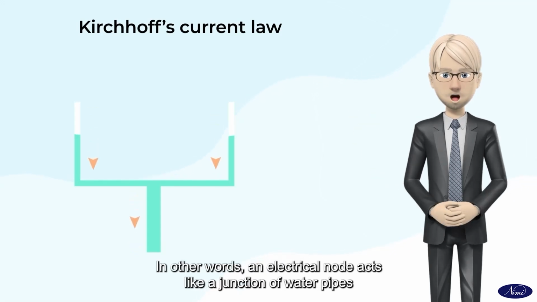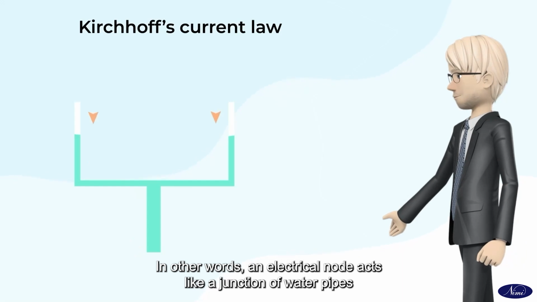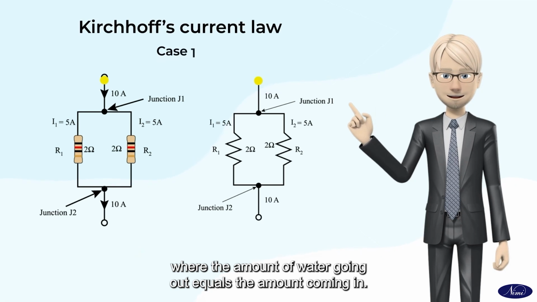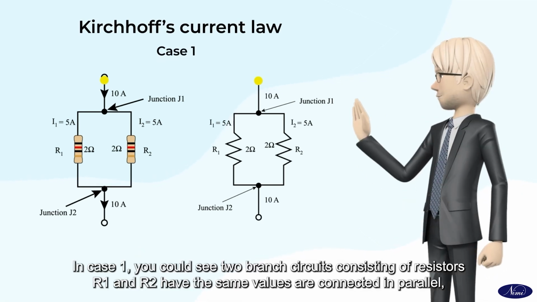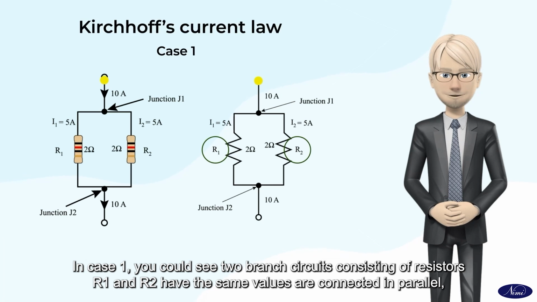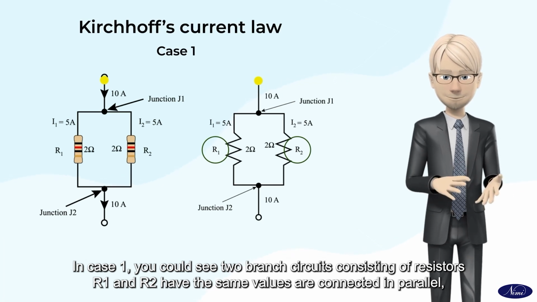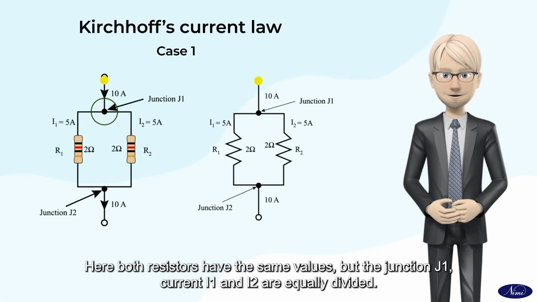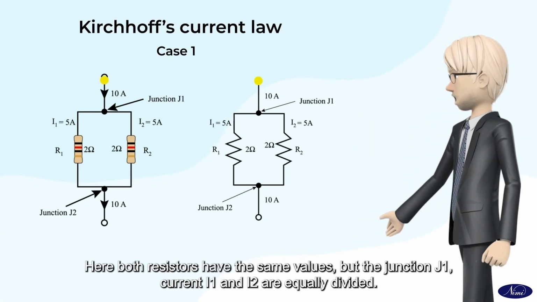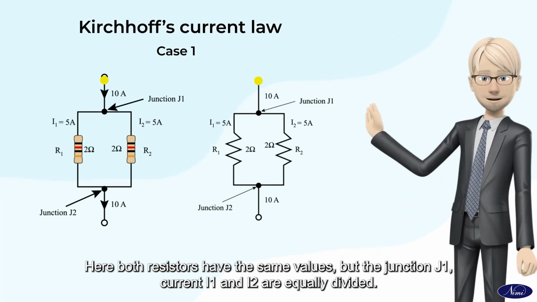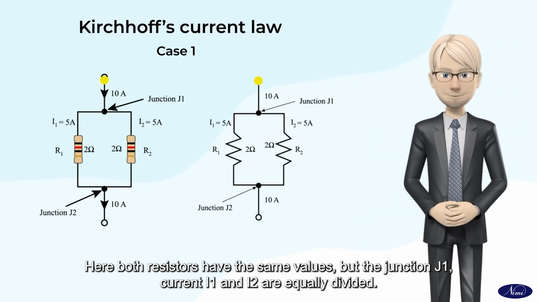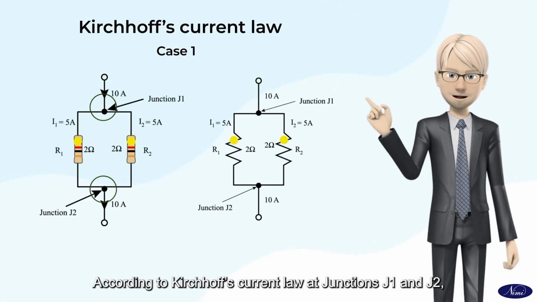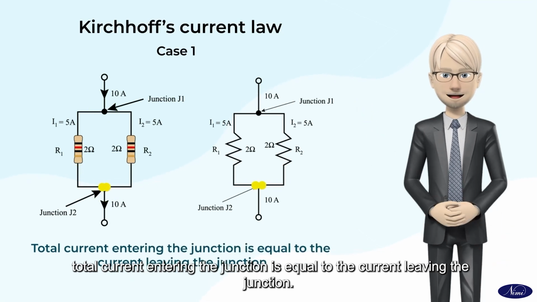In other words, an electrical node acts like a junction of water pipes where the amount of water going out equals the amount coming in. Case 1. In case 1, you could see two branch circuits consisting of resistors R1 and R2 of the same values connected in parallel, and the total current flowing through the network is 10 amperes. Here, both resistors have the same values, so at the junction J1, currents I1 and I2 are equally divided. According to Kirchhoff's current law, at junctions J1 and J2, the total current entering the junction is equal to the current leaving the junction.